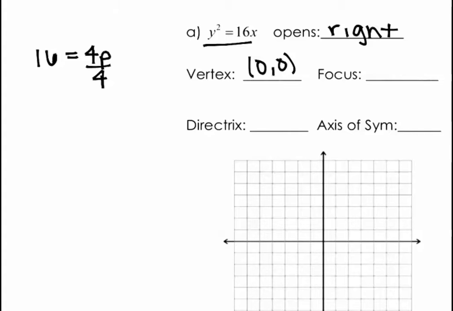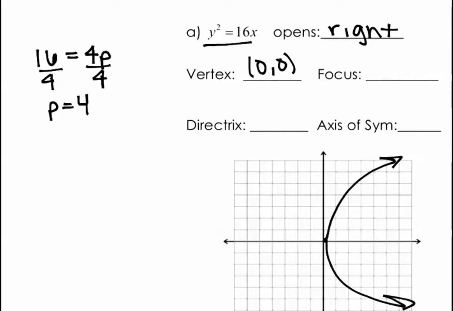Go ahead and divide by 4 on each side, and we're going to get that p equals 4. Now, my suggestion to you is to go ahead and graph this parabola, and when we ask you to graph the parabolas, really what we're looking for is where's the vertex? So my vertex is here at 0, 0. And then which way is it opening? So we decided that it's opening to the right, so we're going to go ahead and draw this parabola that's opening to the right. So just go ahead and draw a nice parabola.